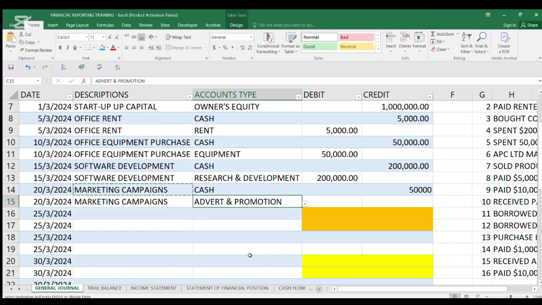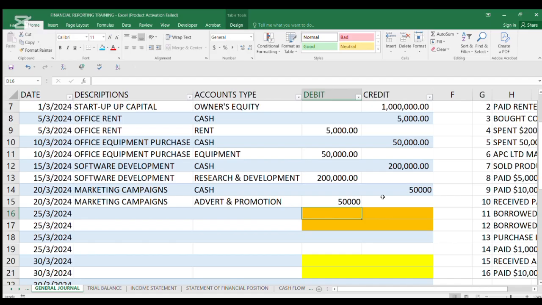We debit advert and promotion with the value of 50,000. Having credited the cash account with 50,000, the same value will be debited to advert and promotion with regard to the marketing campaign. So then after this next one, we refresh the software and see the effect of what we have posted so far.